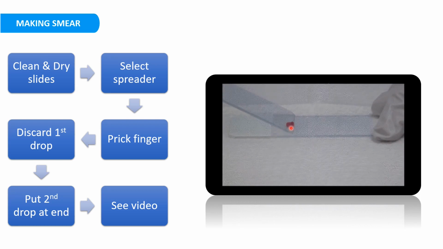Again, you have to pull the spreader back, allow it to spread, and then smooth continuous movement, and a smear will be formed. The ideal smear should be tongue shape. It should be evenly thin and thick. It should be single layer, neither too thick, neither too thin, and there should be no air bubbles. So this is how you have to make the smear.